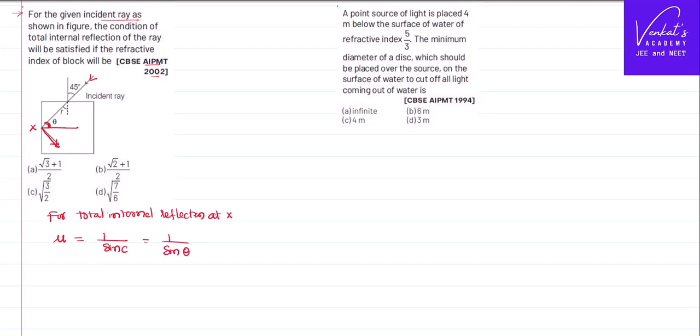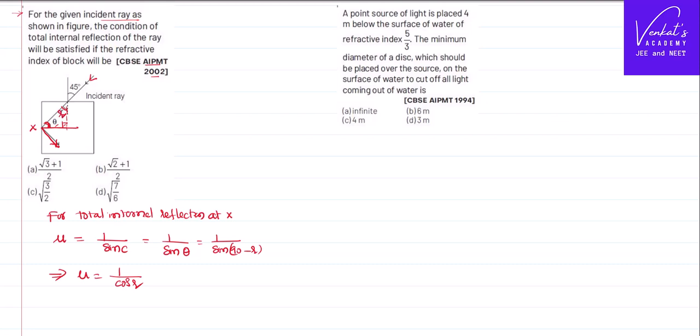But we don't know the value of theta. But we know this angle as r. If I extend, this is the right angle. So if this is r, this is 90, this theta becomes 90 minus r. 1 by sin 90 minus r. Is it not? It's a right angle triangle. The total angle in a triangle is 180 degrees. We know sin 90 minus r equals cos r. So the equation is, for total internal reflection, mu has to become 1 by cos r, where r is the angle here.